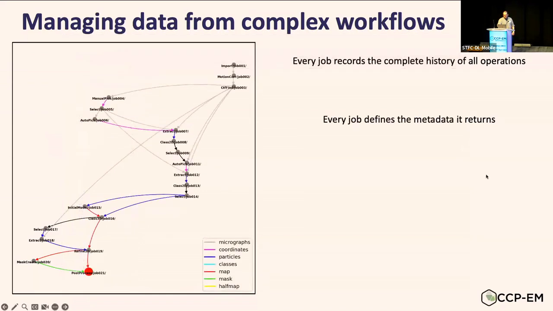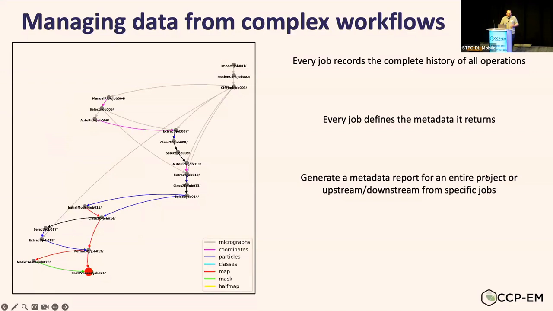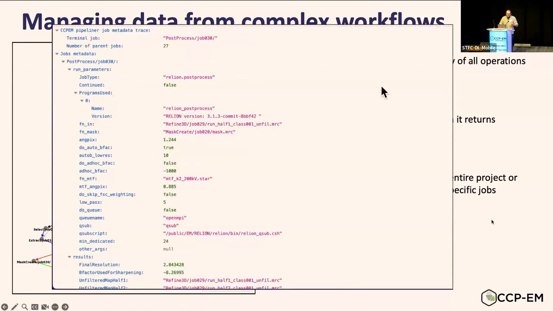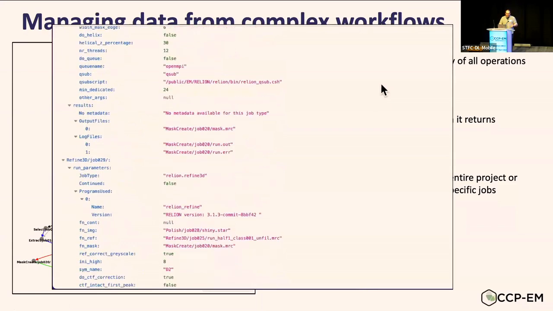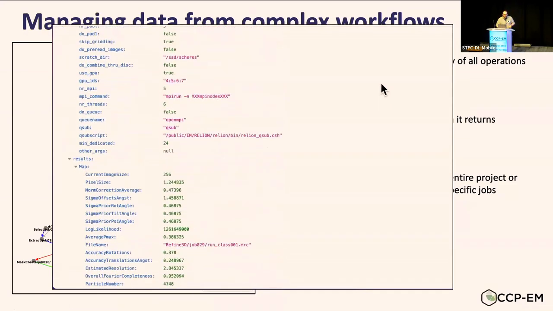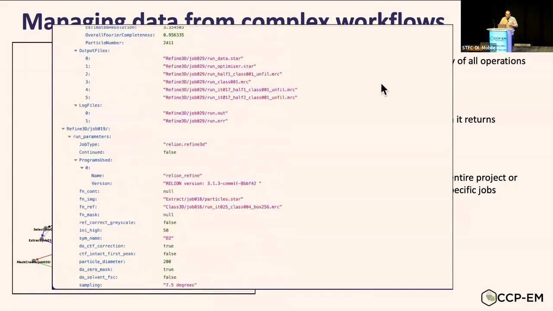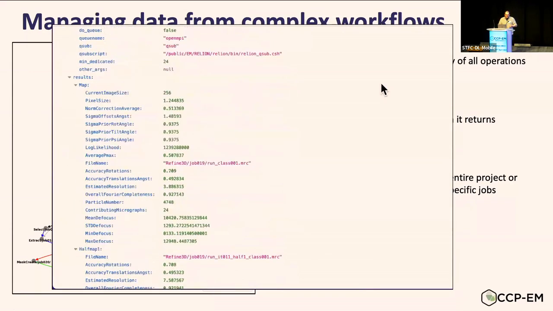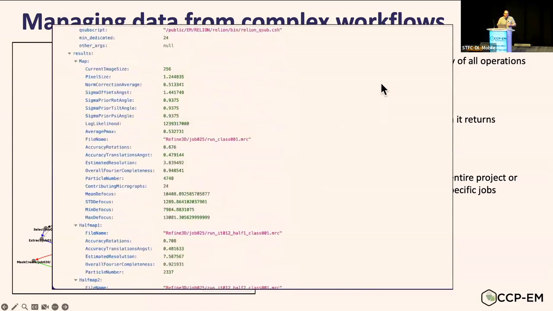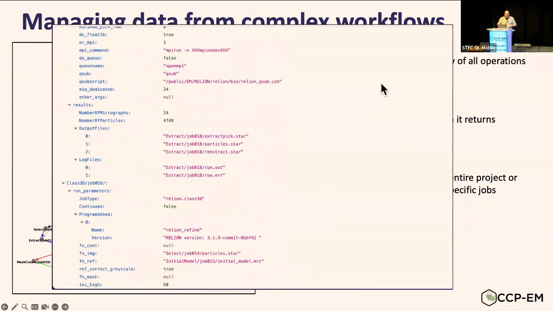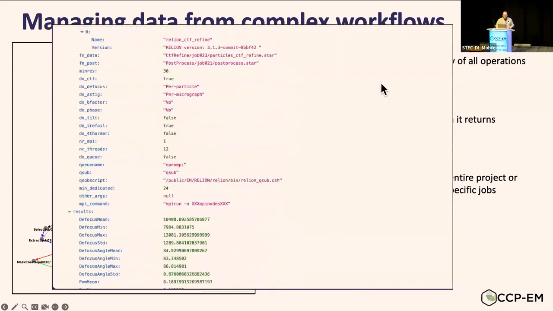So what this means is you can click on a terminal job in your project and generate a metadata report for a single job, an entire project, or upstream or downstream from any specific job. So this report is really designed to be as exhaustive as possible. Every job that was run, every parameter in every job, the versions of software that was used for every single thing, and then the specific results parameters for every job. And this metadata report also contains a graph of the pipeline itself showing the interconnectedness of the different jobs and what files are passed from what job to each other.